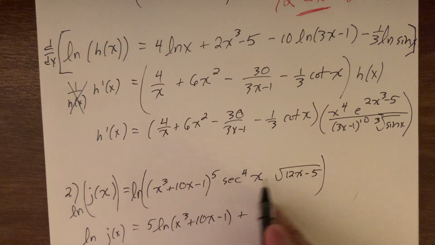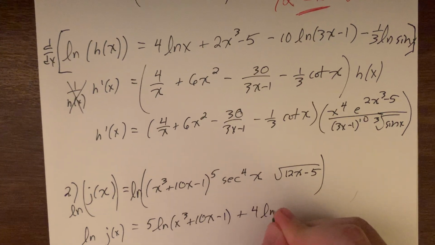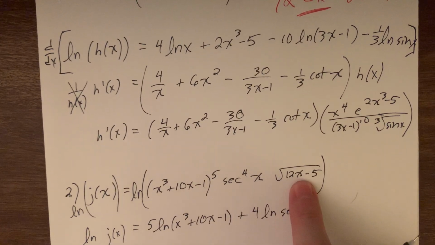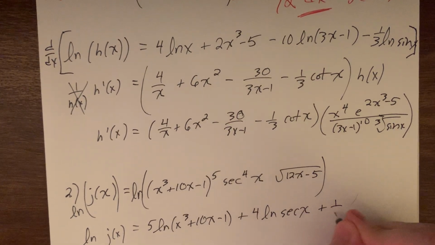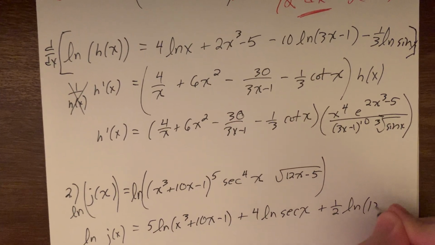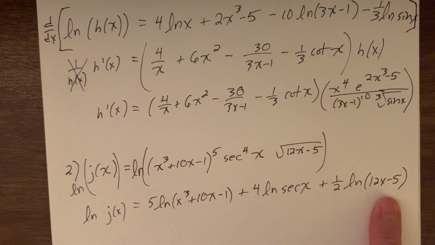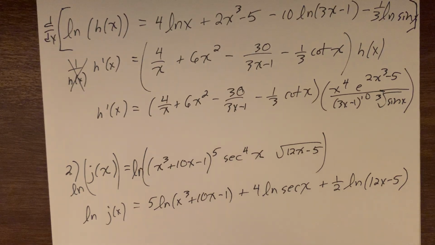Plus the log of secant to the fourth will become 4 log of secant. Plus the log of the square root. Well, the square root is the 1/2 power. Log of 12x minus 5. Now I'm ready for a nice, fairly simple derivative. So now I'll take my derivative. And this is what I'm saying.